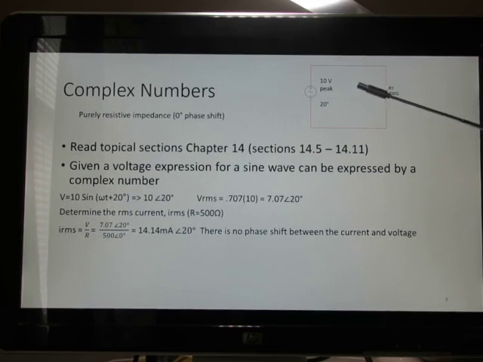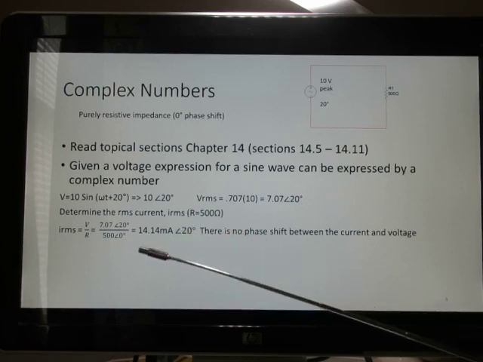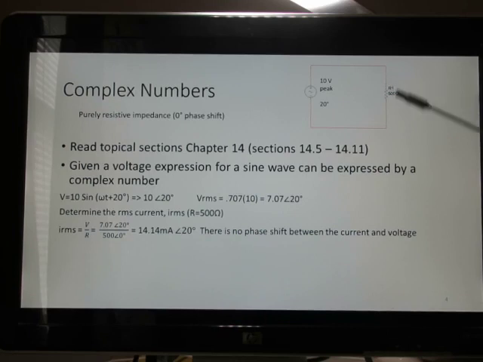Here's an AC circuit with a purely resistive load, and we should know how to convert between voltage or current peak and voltage or current RMS. There's no phase shift between voltage and current in a purely resistive circuit, as we can see here. We have an RMS voltage at 20 degrees and our current RMS is at 20 degrees. No phase shift if it's purely resistive.